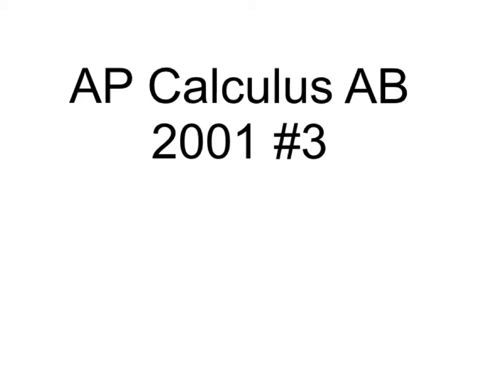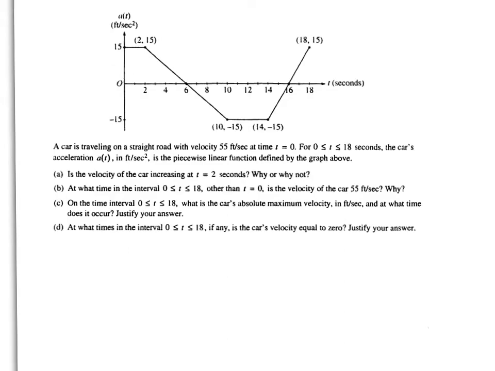This is question number 3 from the 2001 AP Calculus AB exam. Okay, so we're given this piecewise function here, and we're told that a car is traveling on a straight road with a velocity of 55 feet per second, and for 0 to 18 seconds, we've got the car's acceleration in feet per second squared. So up here we're looking at the car's acceleration.